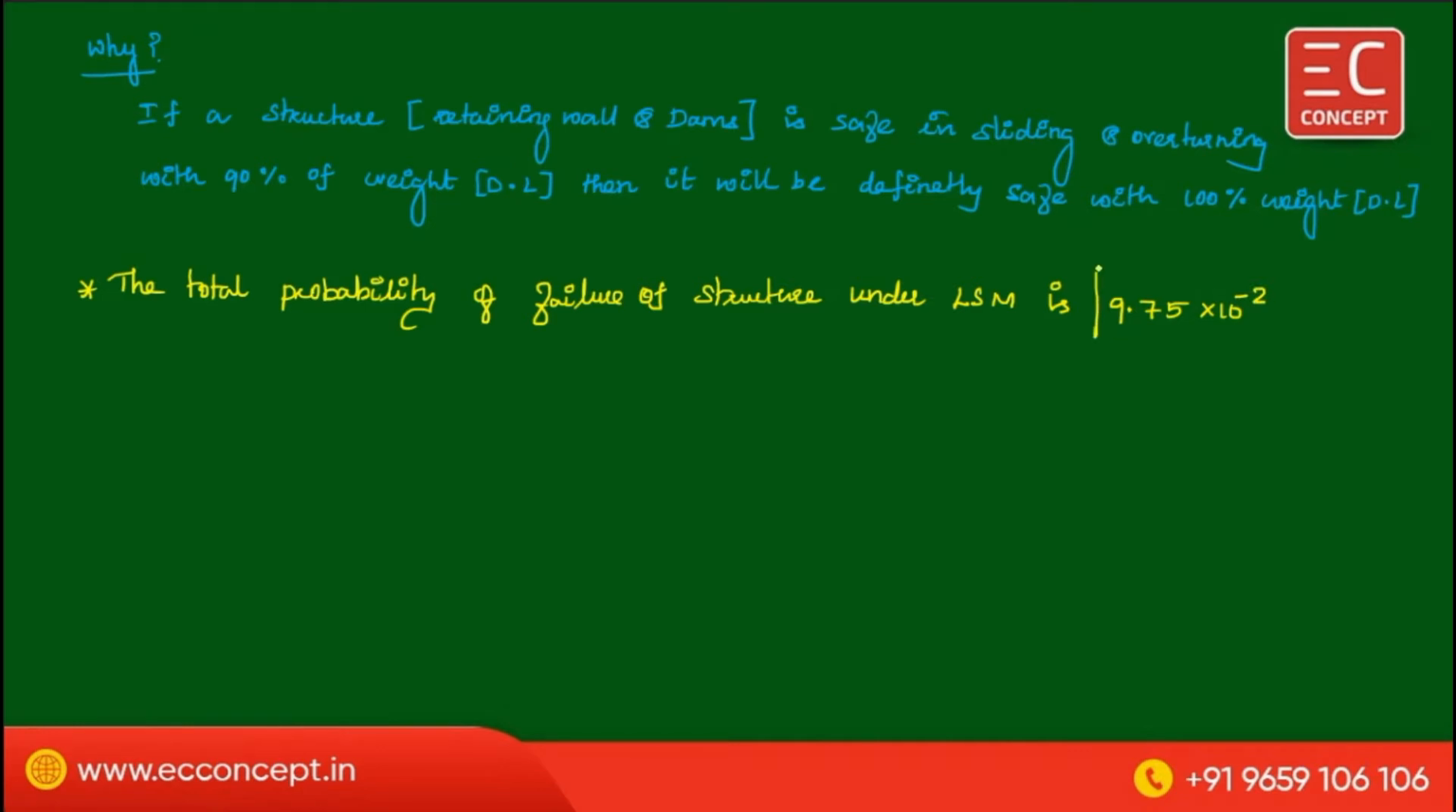If you design a structure under the limit state, then the probability of failure is 9.75, that means 0.0975, right, × 10⁻². These are all important points. This is the point they will directly ask as a question, the value. This is the fixed value, 9.75 × 10⁻², under the limit state method, the probability of a structure.